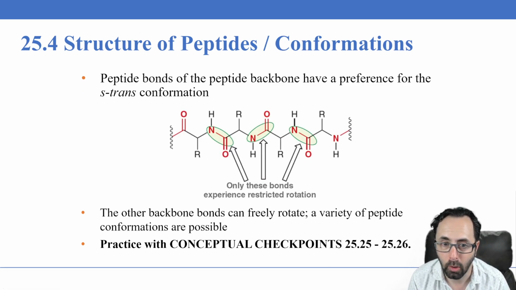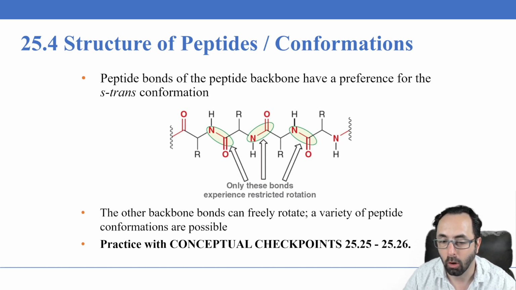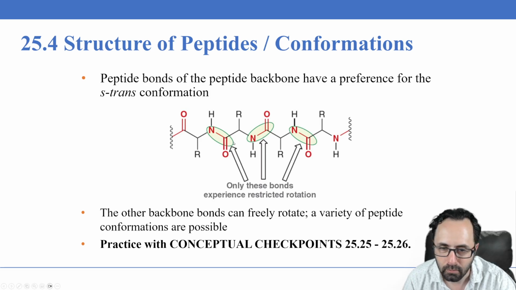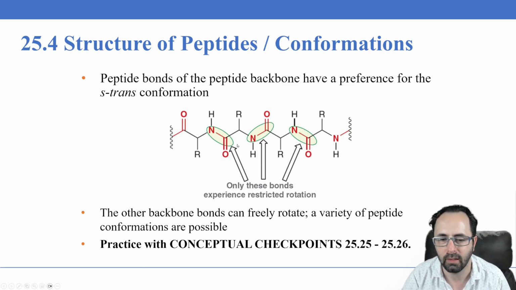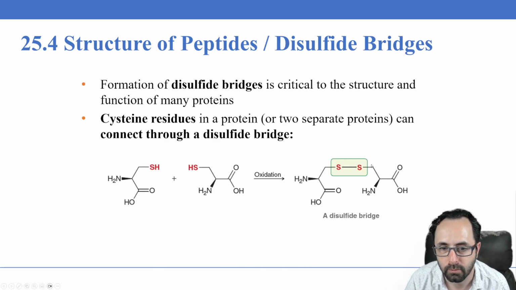Peptide bonds of the peptide backbones have a preference for the S-trans configuration, and that makes sense, right? You basically have things that are more spread out, further away from each other, these groups, and so you're going to see that in the structure of the polypeptides. The S-trans configuration is the most common, and it's kind of implied by the way these are drawn. It's going to be the carbon-nitrogen bond that can experience rotation. Other backbone bonds can freely rotate, and so this backbone can twist around and bend into different shapes, and that contributes to the way that a string of amino acids will fold around on each other and produce the overall structure of the protein.